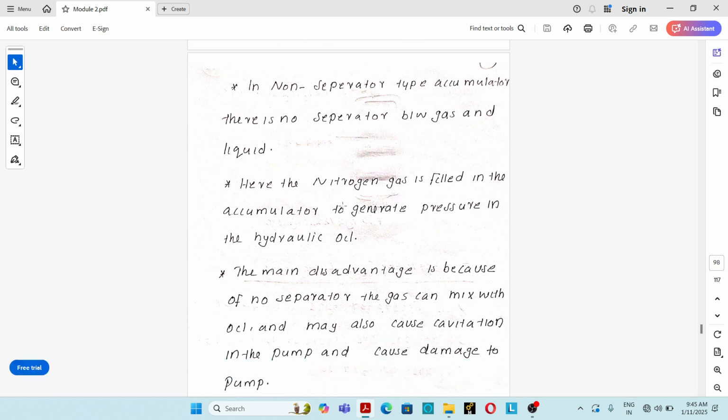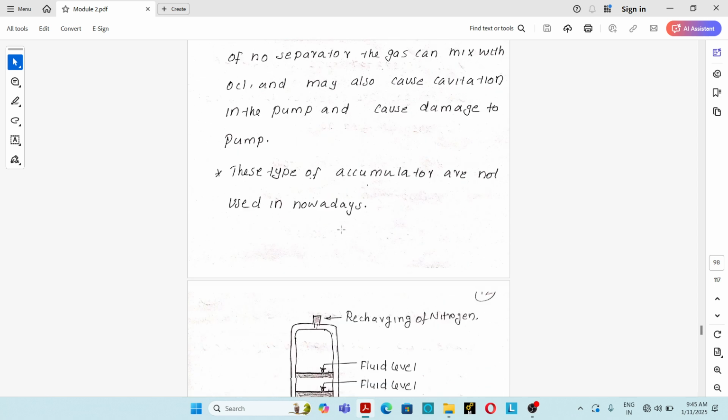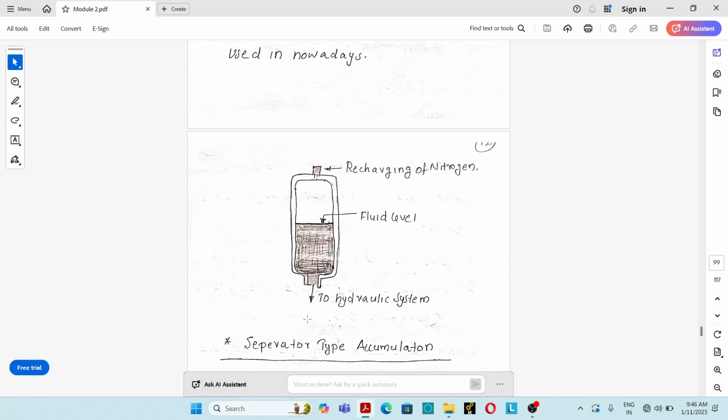Here the nitrogen gas is filled in the accumulator to generate pressure in the hydraulic oil. When the hydraulic oil flows into the accumulator, the hydraulic oil compresses the nitrogen gas and the pressure is stored in the nitrogen gas.